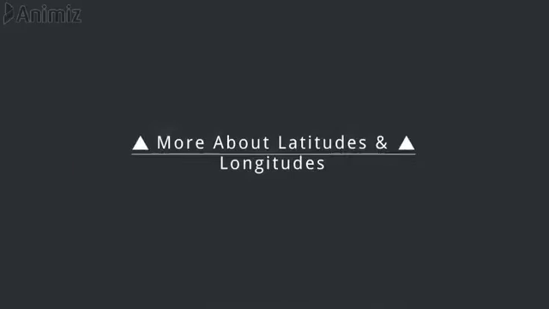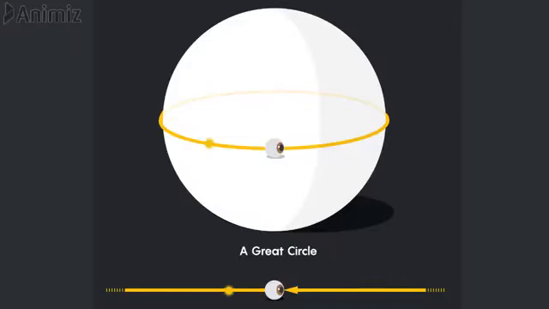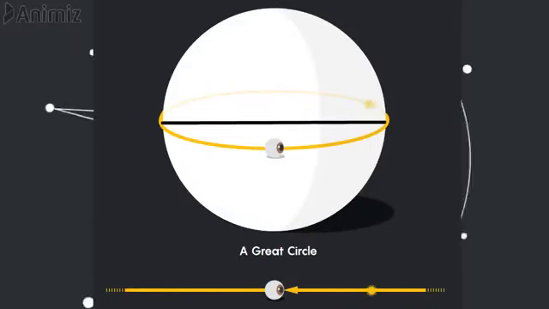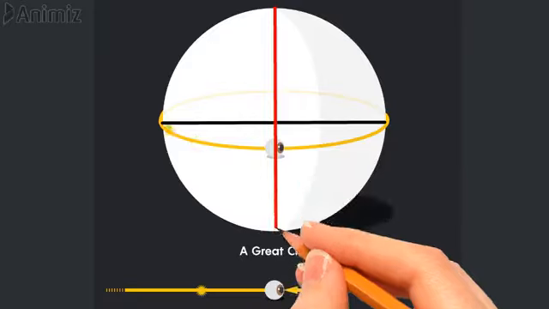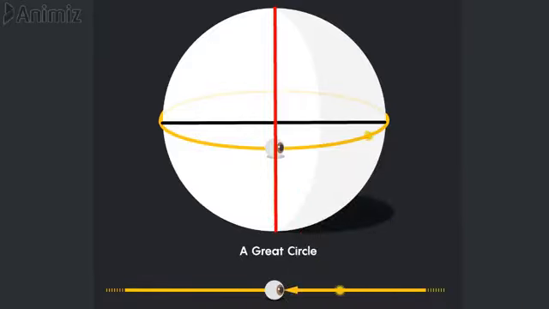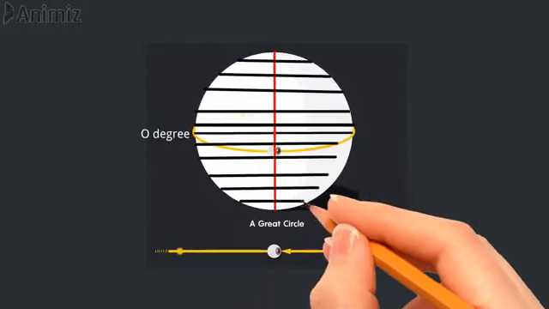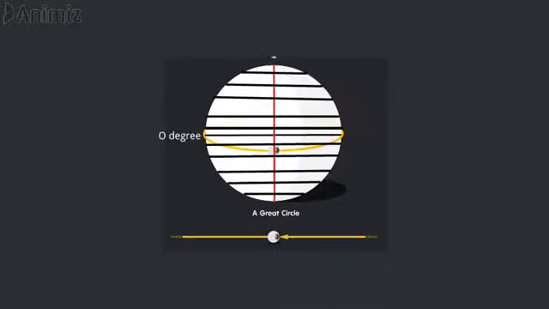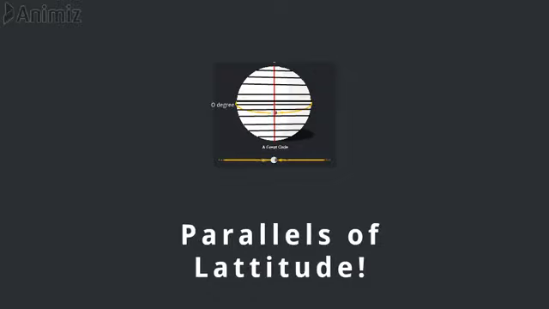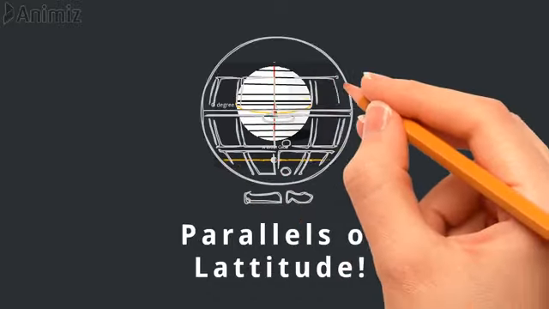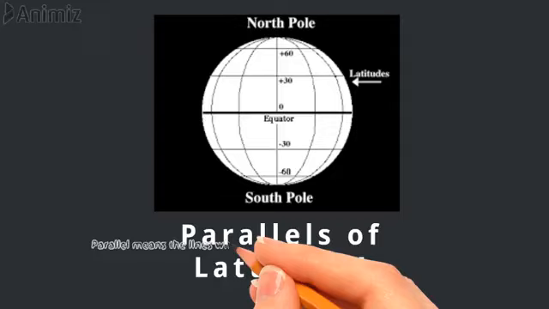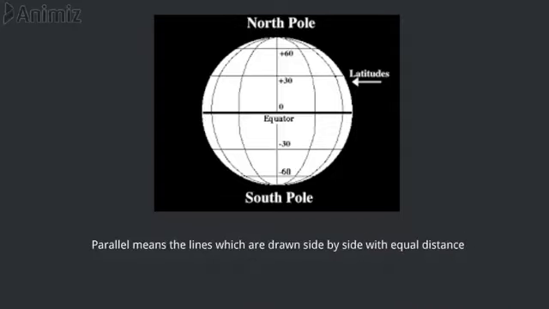Now let's learn more about the latitudes and the longitudes. Apart from the equator and the prime meridian, there are other imaginary lines drawn on the earth. Taking the equator as the base at 0 degree, some more lines are drawn on the earth's surface. As these lines are parallel to the equator, they are called the parallels of latitude. Here parallel means the lines which are drawn side by side with equal distance.